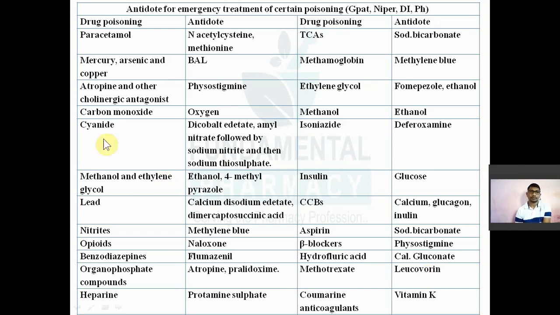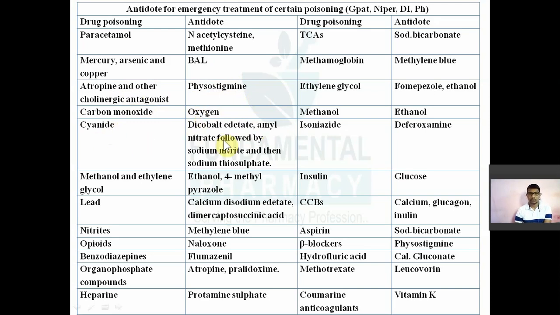Okay, N-acetylcysteine and methionine. If you got poisoning of mercury, arsenic, and copper, then BAL, British Anti-Lewisite, is a chemical antidote. Okay, for mercury, arsenic, and copper. Then if you got poisoning due to atropine and other cholinergic antagonists, then physostigmine is the antidote. Physostigmine is a cholinesterase inhibitor. Carbon monoxide. If you got poisoning of carbon monoxide, in that case oxygen is an antidote.